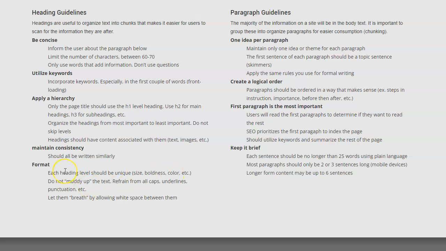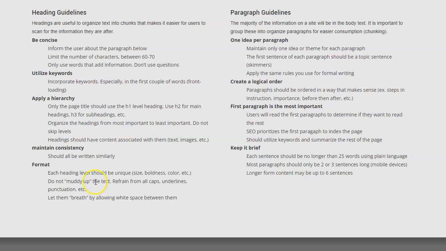So, but each level should be distinctly different than the other ones. That being said, they should all also be the same, right? Because you want them to match. There should be some sort of harmony between them, but you do want them to be definitively and noticeably different.